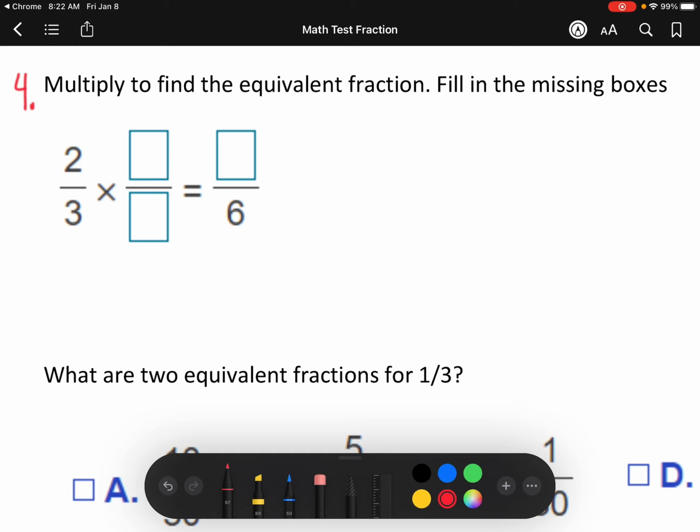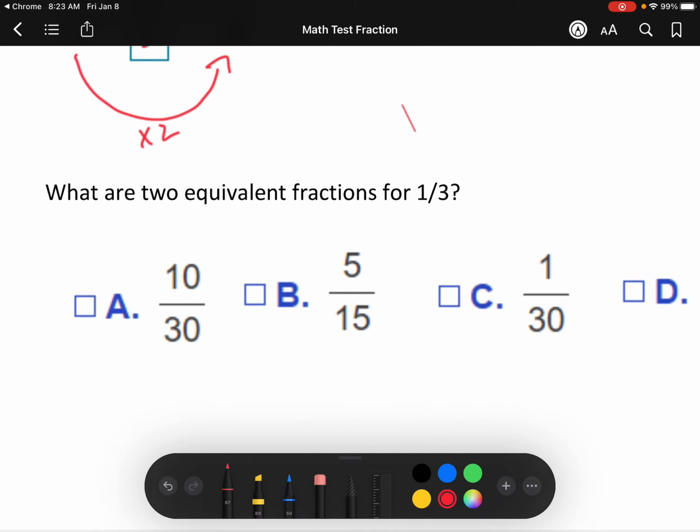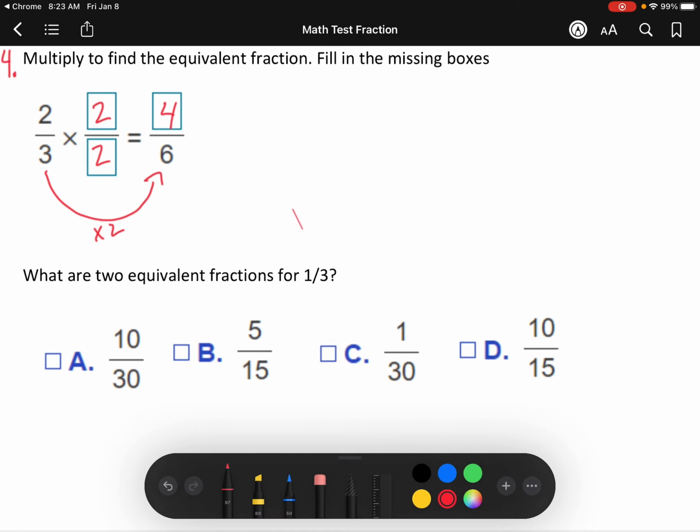So, if you got times 2, then that would be in this box, which means whatever we do to the bottom, we have to do to the top. And 2 times 2 is equal to 4. So if you selected 2, 2, and 4, you had it correct. Okay, our last one on this part. What are 2 equivalent fractions for 1/3?